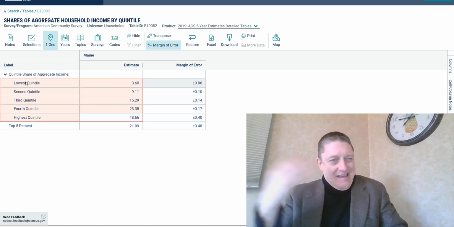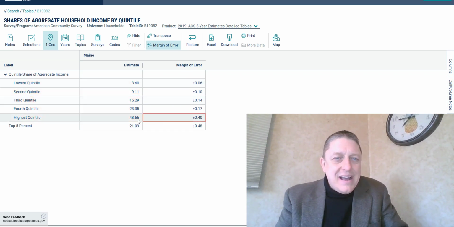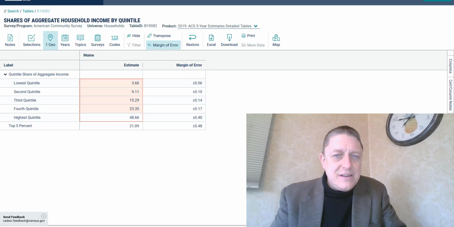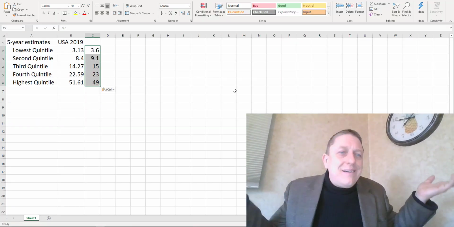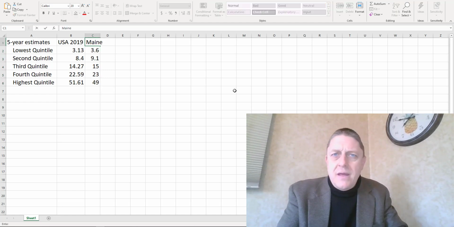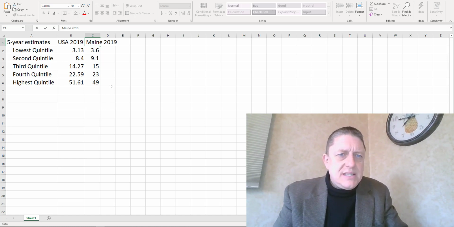You can then take that information, although here, I suppose we already have labels, so I'll only get these ones here for the estimate. Notice the margin of error is still quite low. And I'm going to paste them in right here. What could be handier? And then, of course, before I forget, I'm going to give my row a title, Maine 2019, okay?